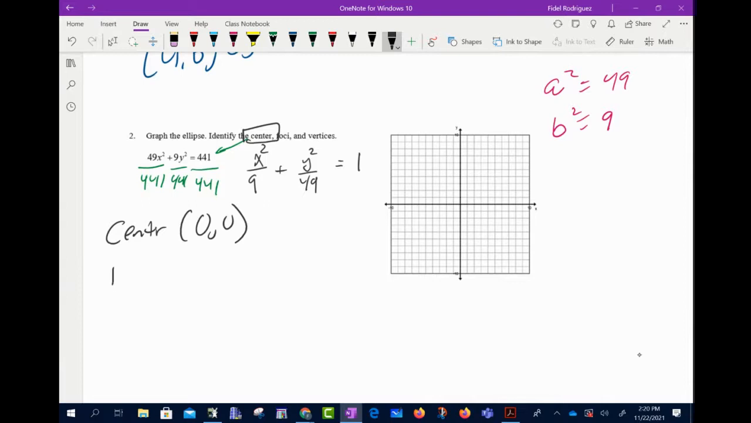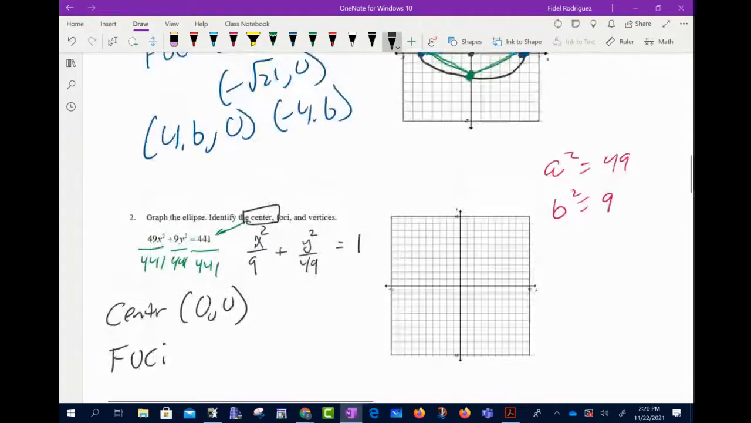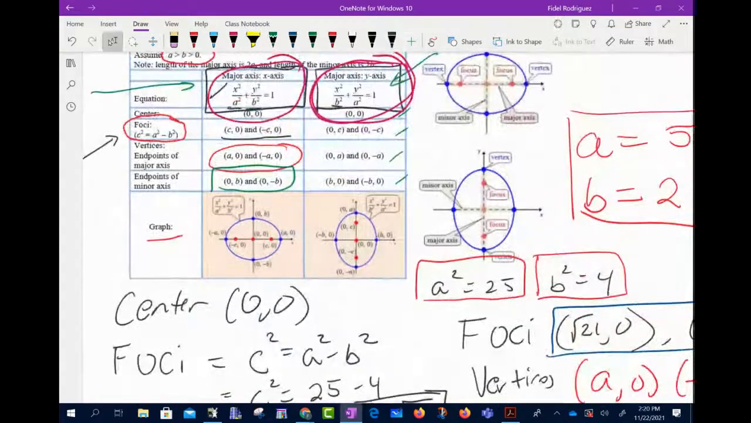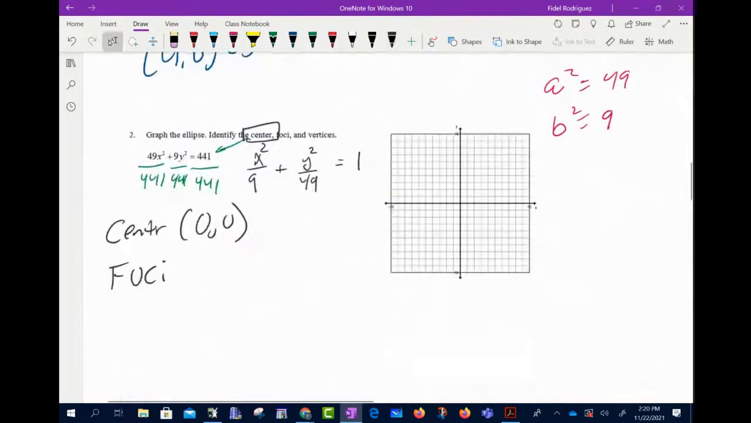All right, second thing we're going to do, we're going to find the foci. I'm going to scroll back up here to the formula for finding my foci. It says c squared equals a squared minus b squared, and then in our case, the foci are going to be at points (0, c) and (0, negative c). So I'm going to say c squared equals a squared minus b squared, and this is what our coordinates should look like.